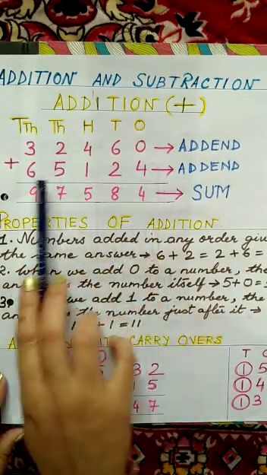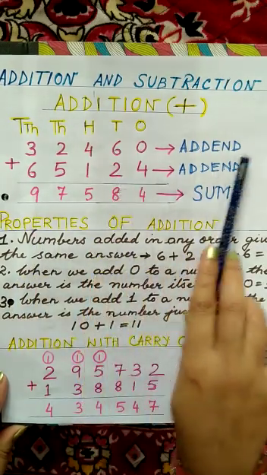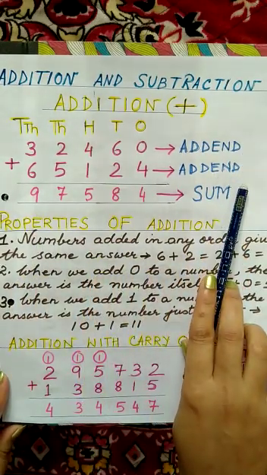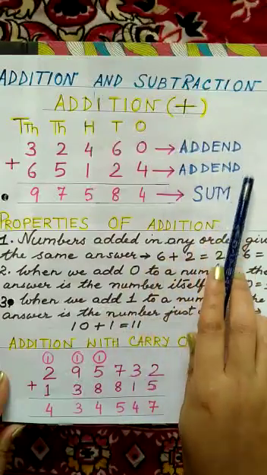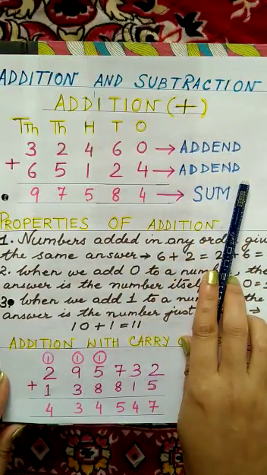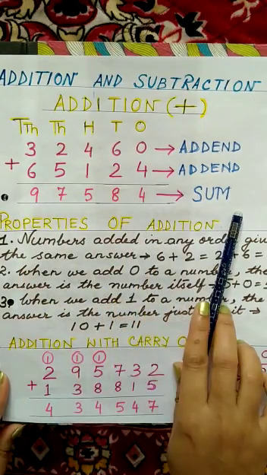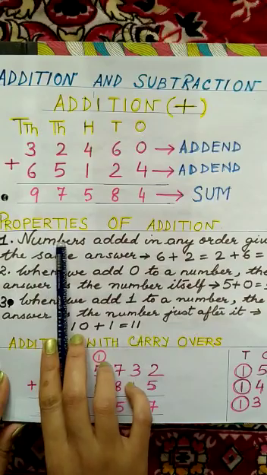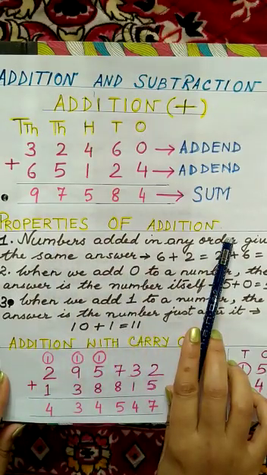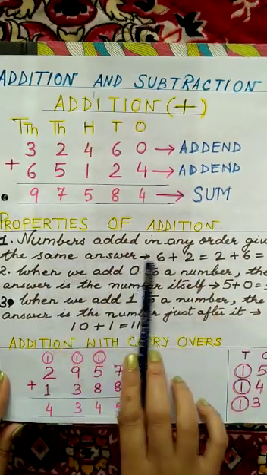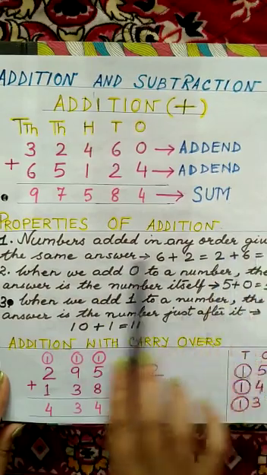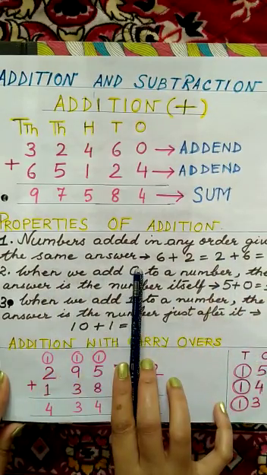The numbers we are adding together are called addends. After addition, the answer that we get is called the sum. So now we have some properties of addition. Numbers added in any order give the same answer.